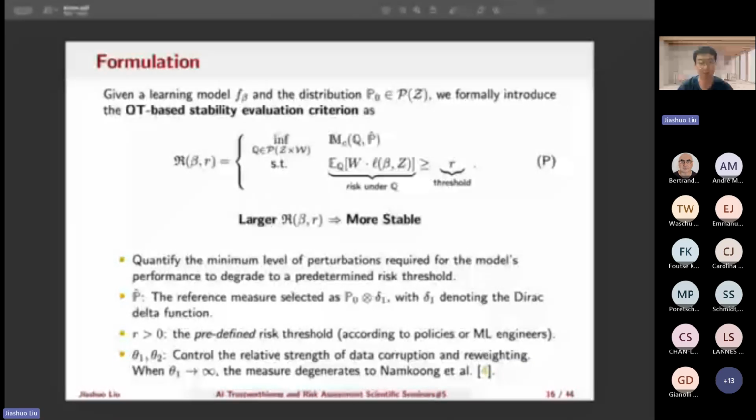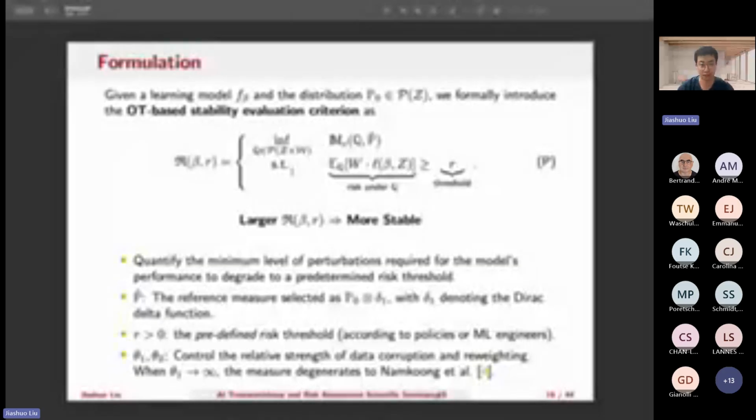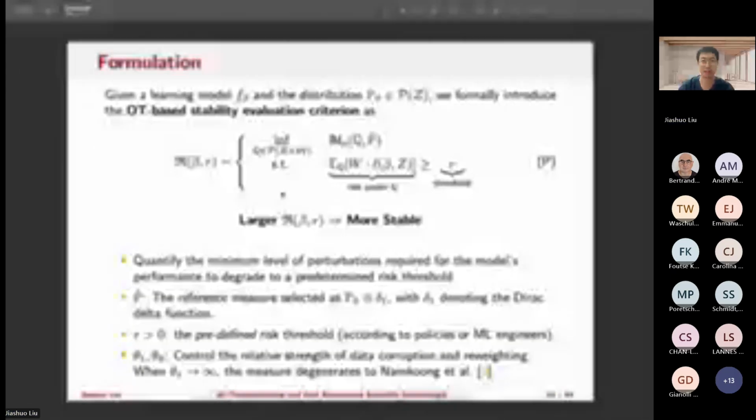And when we solve this optimization problem, we can get two things. The first is this kind of score, and the second is the most sensitive distribution of your model. So based on this stability evaluation, we can know what is the most sensitive direction of our model.